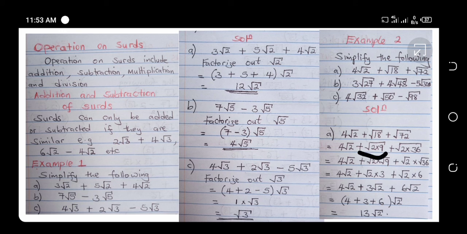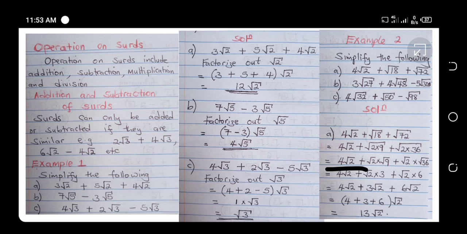Like here, in 18 we will use 2 times 9. In 72 it will be 2 times what? 36. So we look at those two factors which we can multiply to get 72, but one of them must be a square number. With that knowledge, we can simplify them further and get an answer.